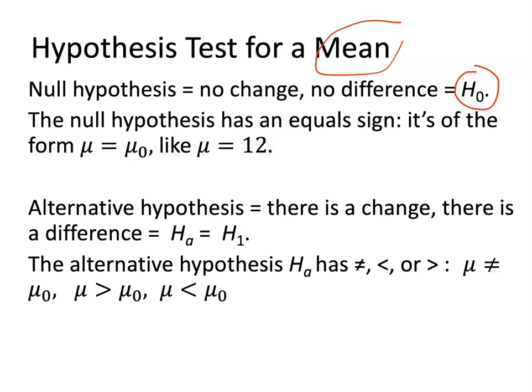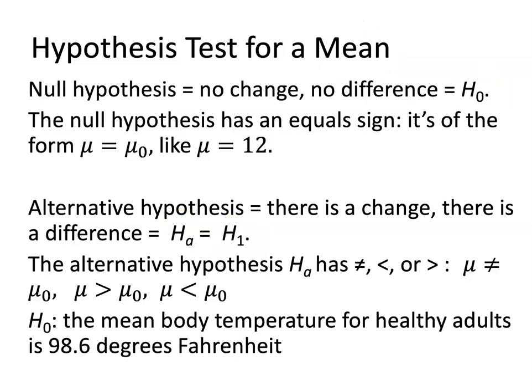And the alternative hypothesis is that there is a change. There is a difference. We represent this with H sub a or H sub 1. So the alternative hypothesis, H sub a, either has not equals or less than or greater than. So in other words, it's going to be the form mu does not equal mu 0, or mu is greater than mu 0, or mu is less than mu 0.